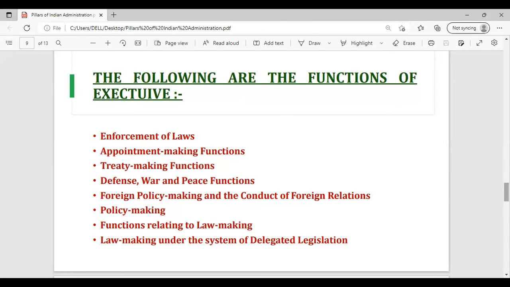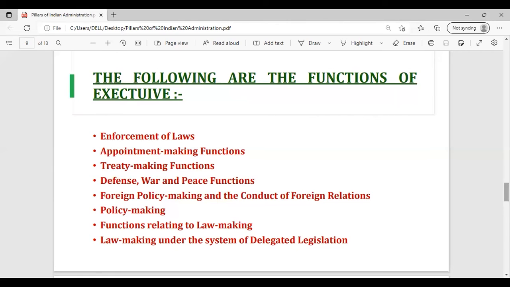He's signing those. So he is signing those, but who is playing the role at the backstage? The role, the development of those treaties, the role check of those treaties is done by the executive. So here also it plays a very important role related to treaty making functions.